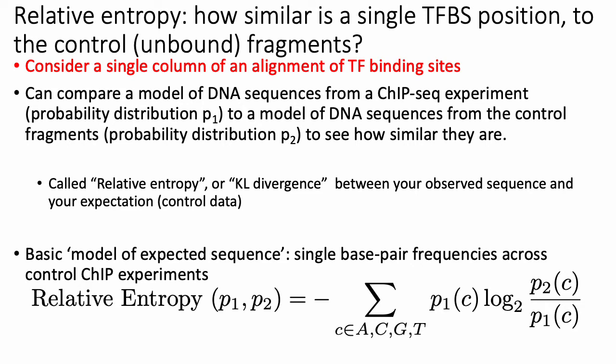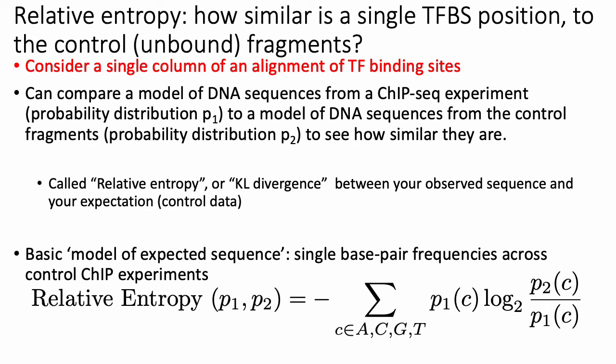And so relative entropy is also sometimes called KL divergence, and again, it is just a way of measuring how different a position of your TF binding site alignment is from your expectation as defined by the control data. I've been talking about models of sequences from one column of your ChIP-seq alignment and models of sequences from the control fragments. What I mean in the context of this lecture by a model of sequence is that if I look at one column of an alignment of TF binding sites, I can calculate with what frequency I see a given base in that column of the alignment.